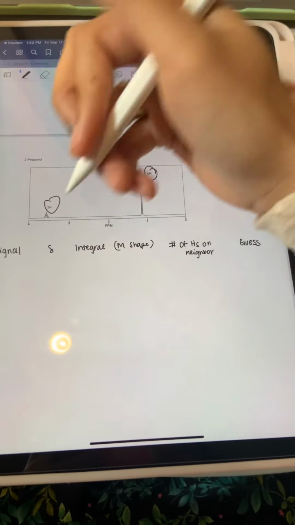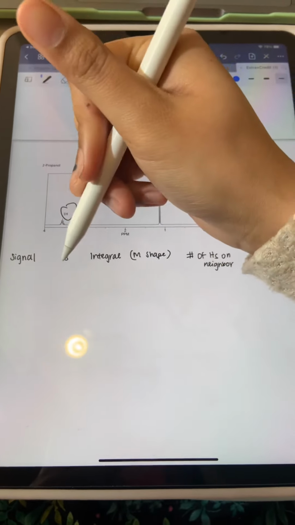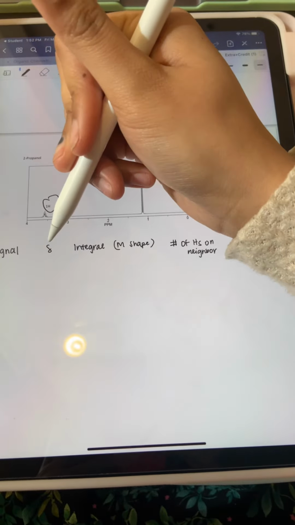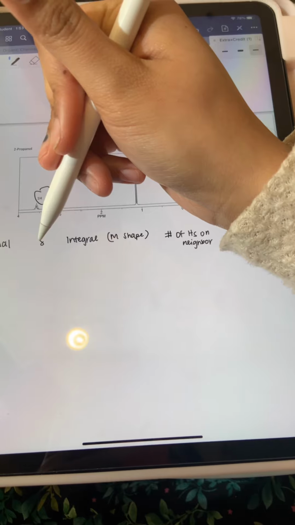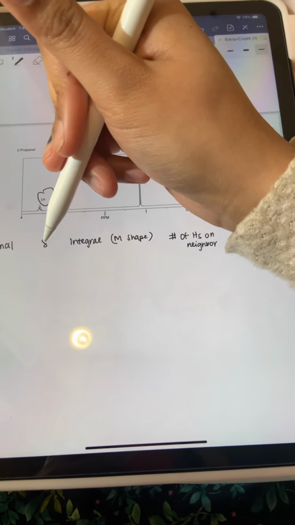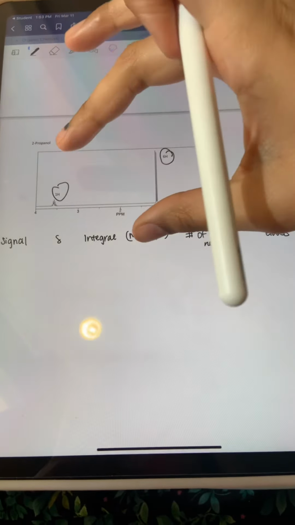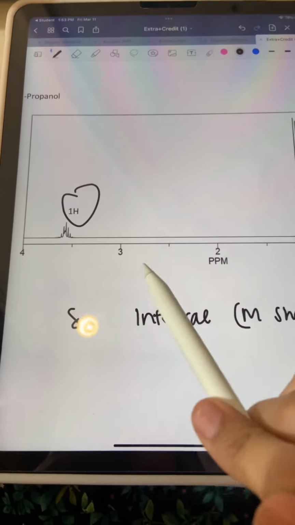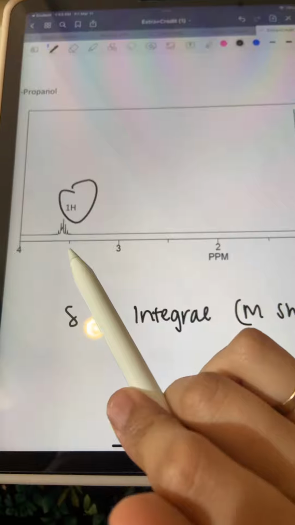And then, okay, I just realized I skipped over the position of the signal. So this is going to be the position of the signal, and this is where it's going to get very specific. This is what's going to give you away the answer, basically. So you're going to be looking for exactly where the ppm of the H is. You're going to be looking at this bottom number and seeing where exactly the hydrogen is.